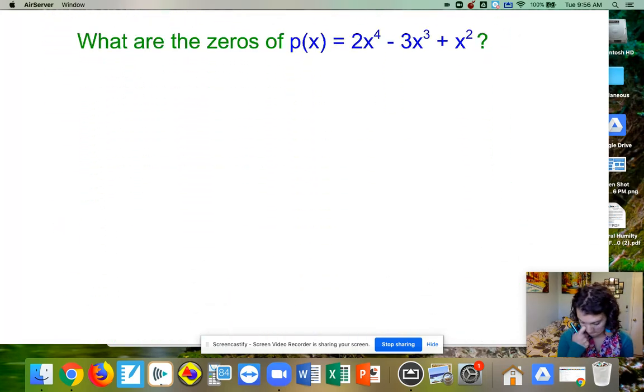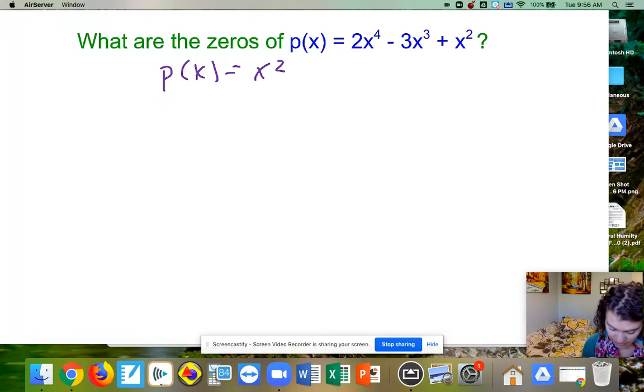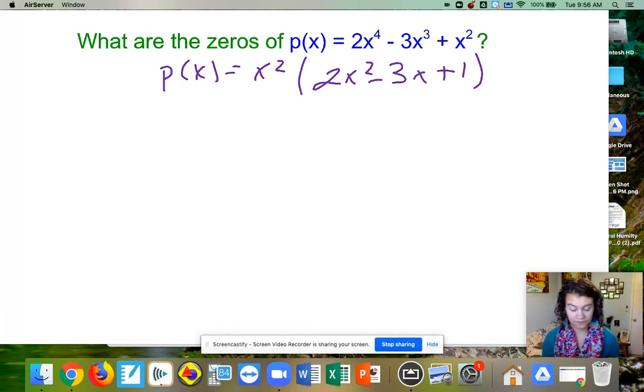So looking at this one, we want to figure out, what are the zeros for this? So the first step is to factor. Looking at this, every single term has an x squared. So I'm going to start by factoring out an x squared. So you get x squared times 2x squared minus 3x plus 1. And then see if you can keep factoring this.